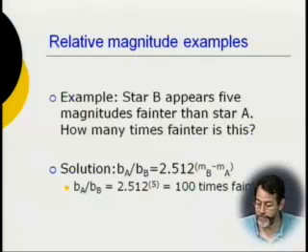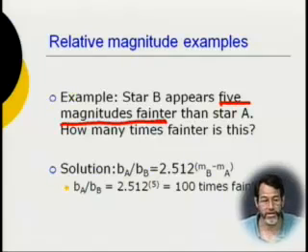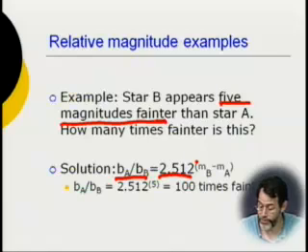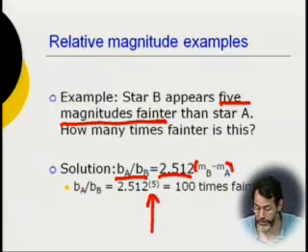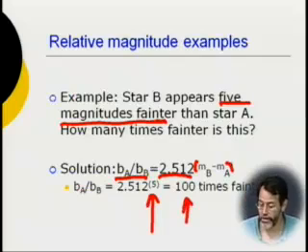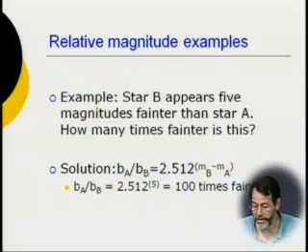Let's say it's now 5 magnitudes fainter. What does that mean? Well, again, we divide by B sub B, so B sub A over B sub B. We get 2.512 raised to this power, M sub B minus M sub A. But now we're told it's 5, not 1. 5 magnitudes fainter. So we get 2.512 to the 5th power. And that turns out to be, by no real coincidence, 100 times fainter. So hopefully this is giving you an idea as to how magnitudes relate to brightnesses. The Wikipedia pages cover these.